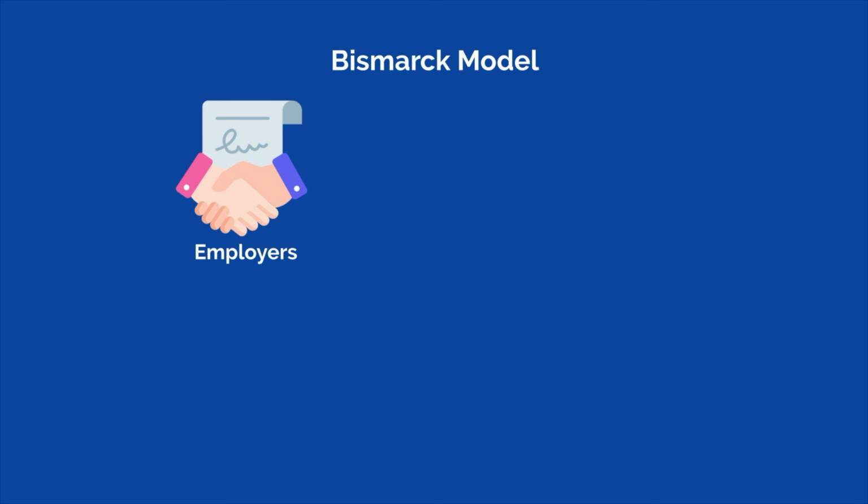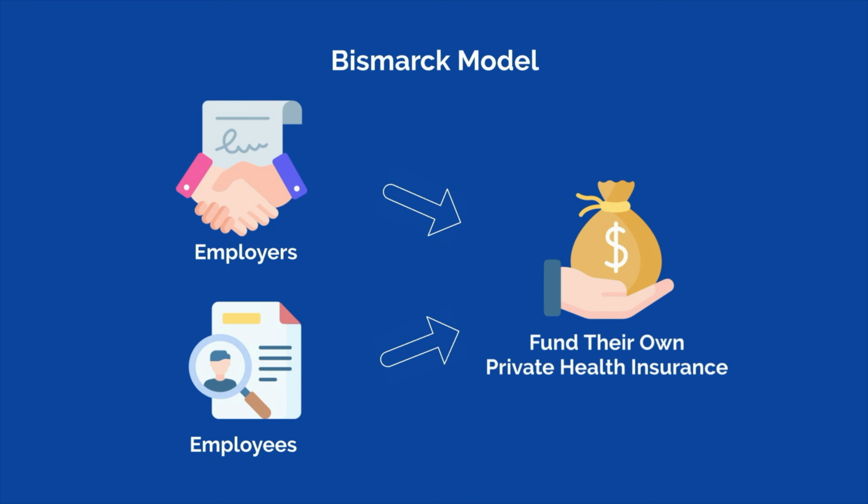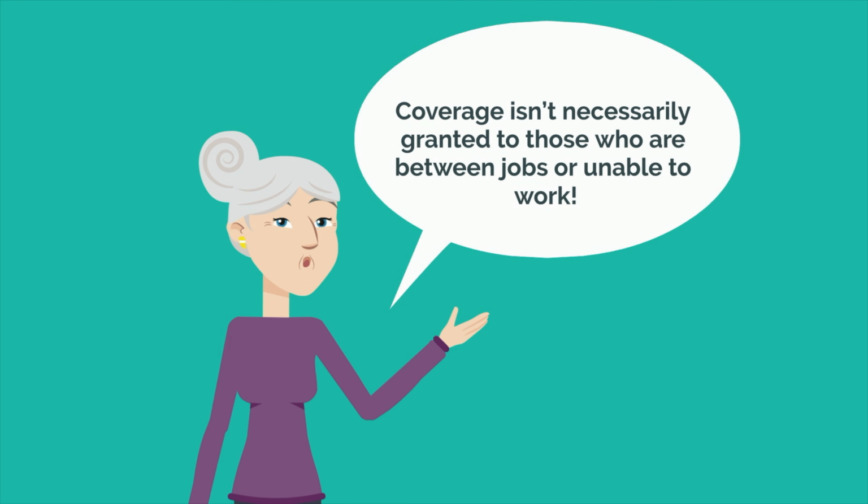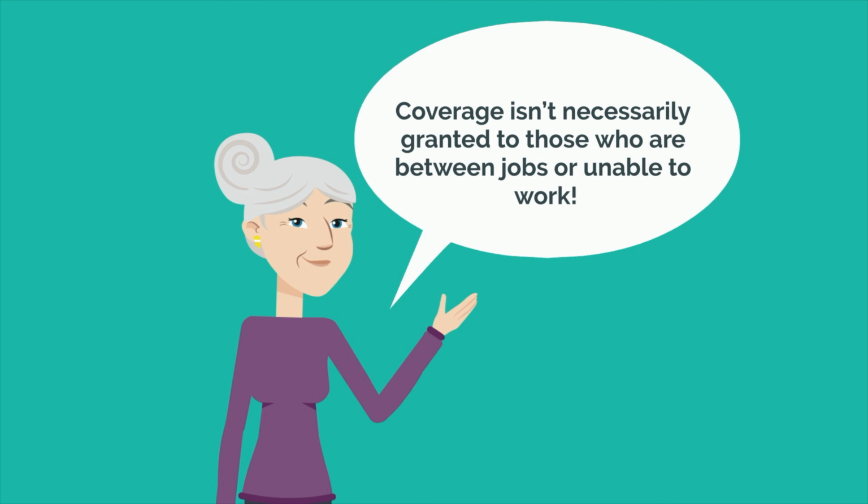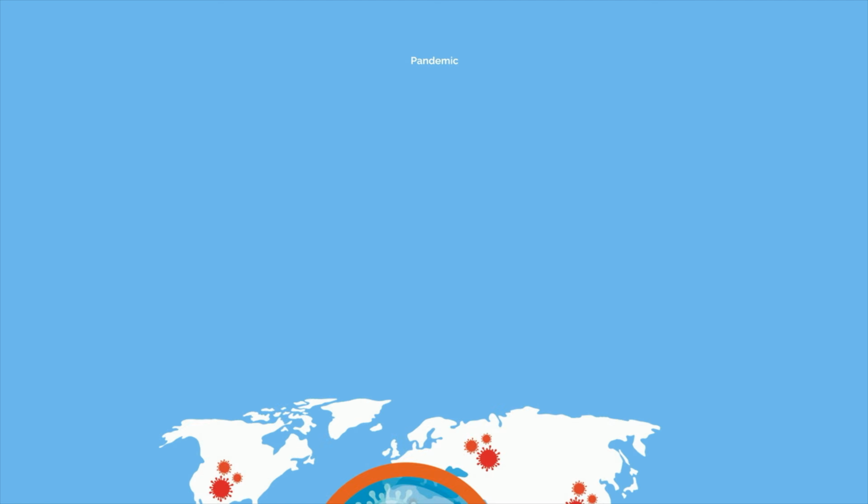Again, the tenet of the Bismarck model is that employers and employees fund their own private health insurance through sickness funds financed by payroll deductions. The primary criticism of both the Bismarck model and the variant used in the United States is that coverage isn't necessarily granted to those who are between jobs or unable to work. For years, people have been asking whether it makes sense for health insurance to be linked to one's job.